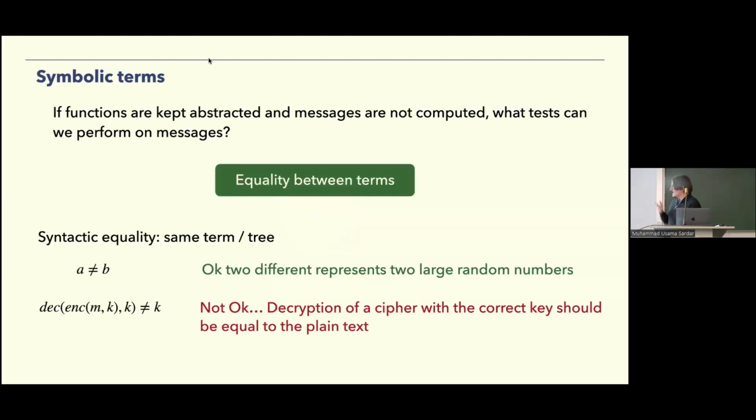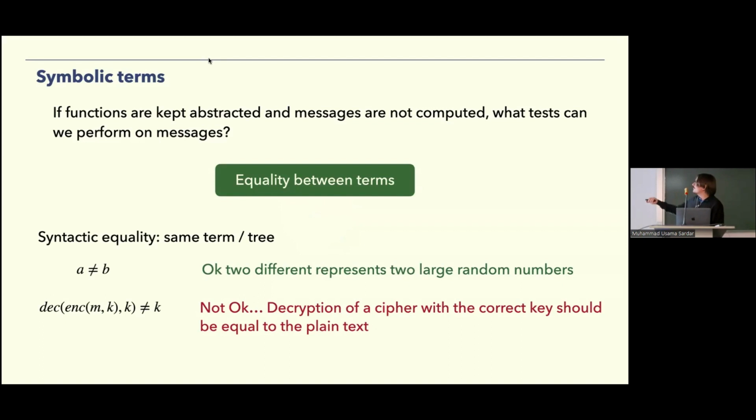So, as I mentioned, if the functions are abstracted and we don't actually compute the message, we don't know their value because we abstracted the primitives. The only test that we can perform, basically, and this is kind of a simplification, is equality between terms. In some cases like this, it's okay, but in some cases, it's not really okay.